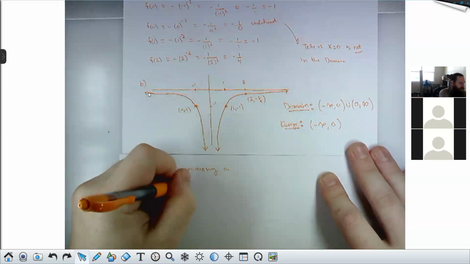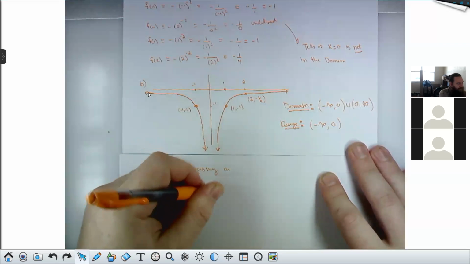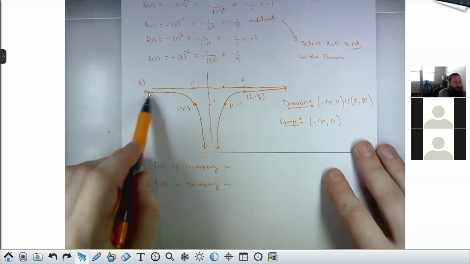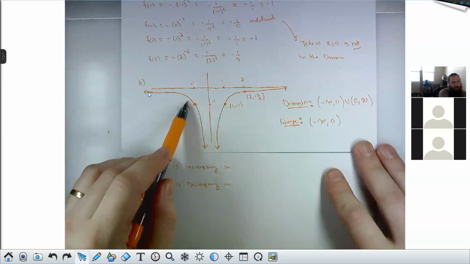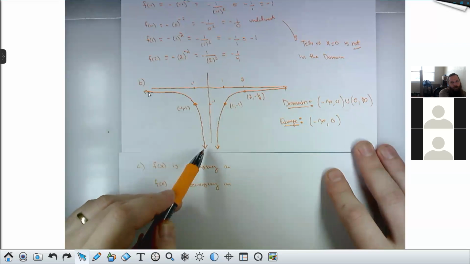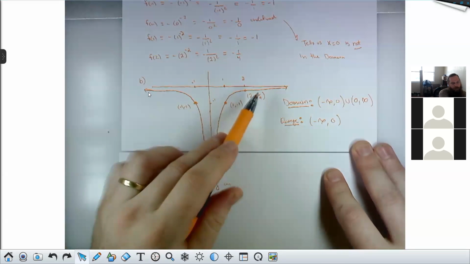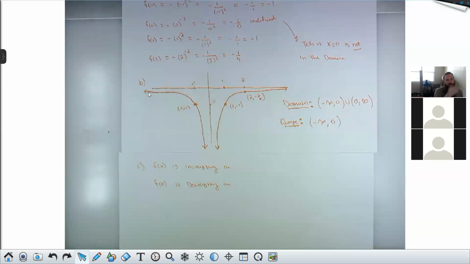And remember the way we answer this. It's always open intervals of x values. So if I'm a little dude walking along the graph from left to right, I'm going downhill, downhill, downhill, downhill. And then over here, I'm going uphill, uphill, uphill. So where is f of x increasing? For what x values do I go uphill? Very good, from 0 to infinity.